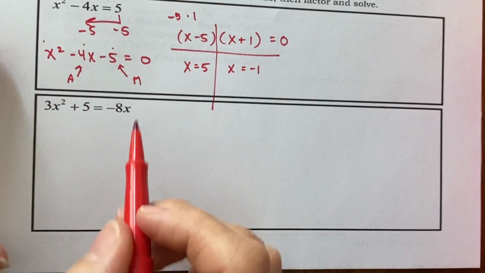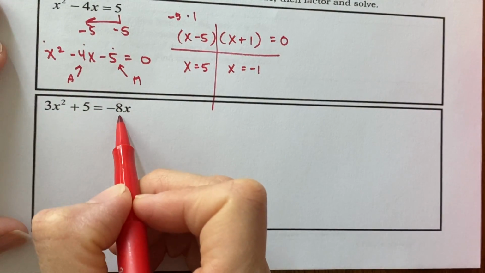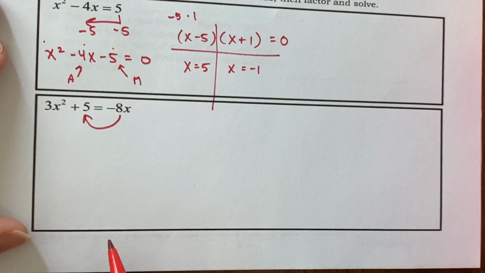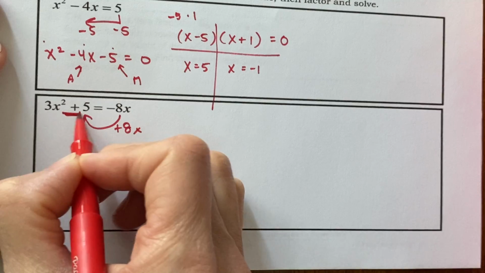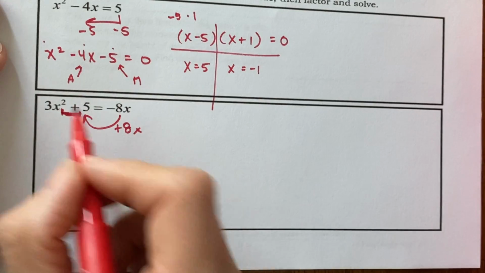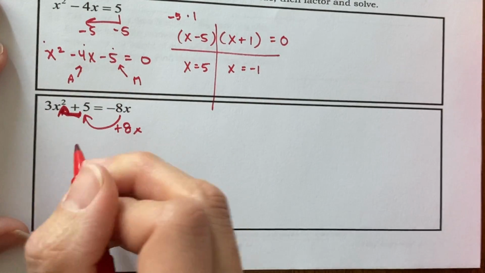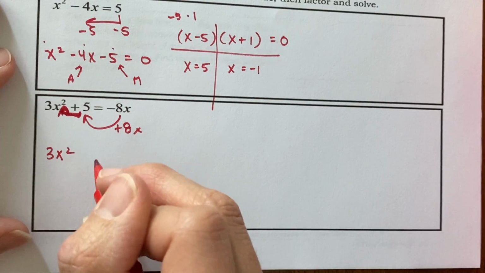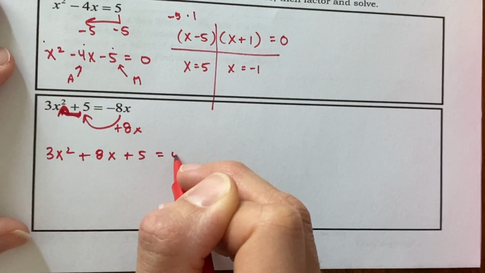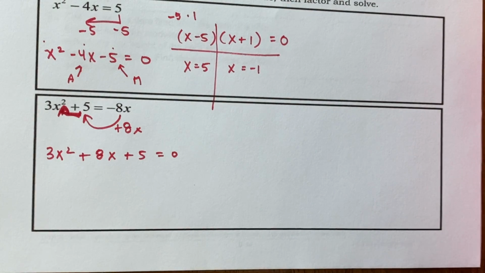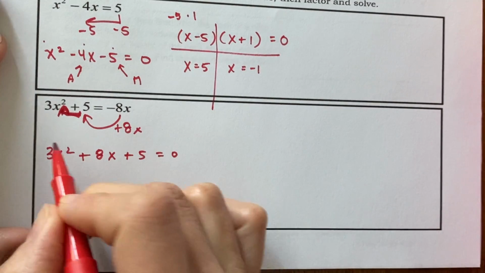All right. And then this one, you would have to get that negative 8x over there by adding 8x to both sides, and it has to go here. So make sure that you put it in the correct spot. So it'll be 3x squared plus 8x plus 5 equals 0. And then you would just factor that and solve. So you try to do it if you want.